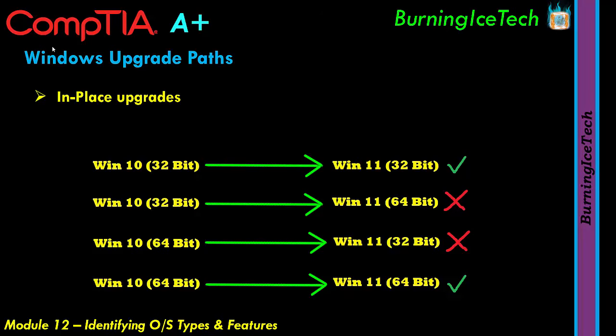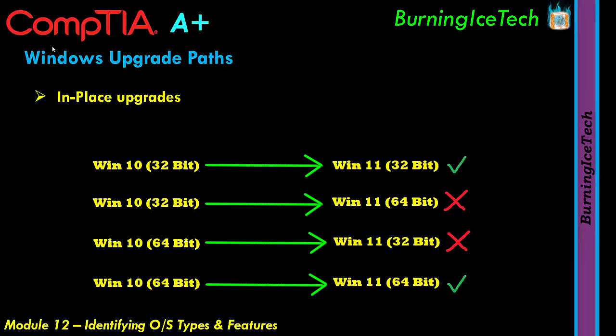The only way you can go and do that is to do a clean installation, which is known as a wipe and load. So if you're currently running Windows 10 32-bit and you'd very much like to run Windows 11 64-bit, you cannot do what is known as an in-place upgrade. You will need to do what is known as a wipe and load.